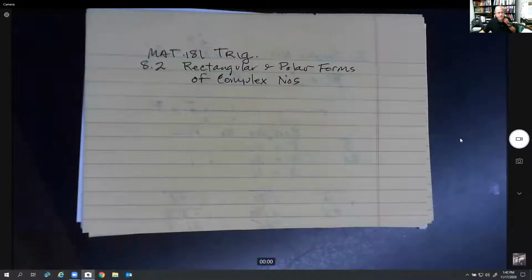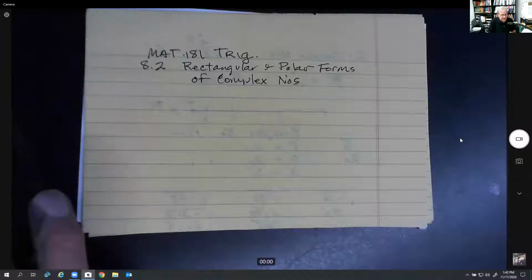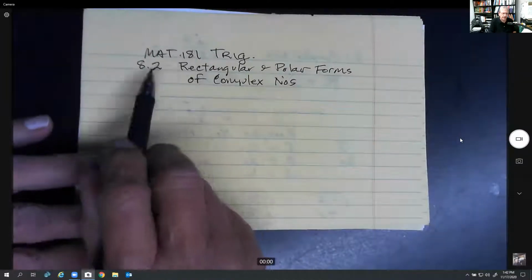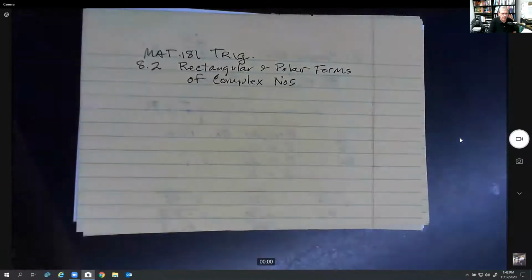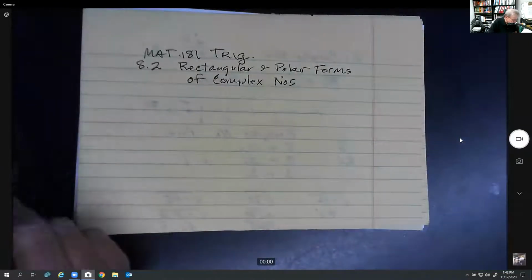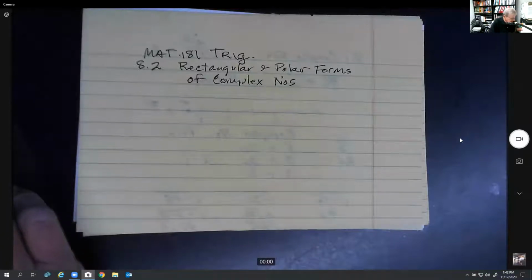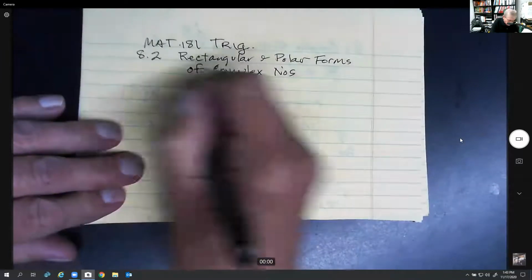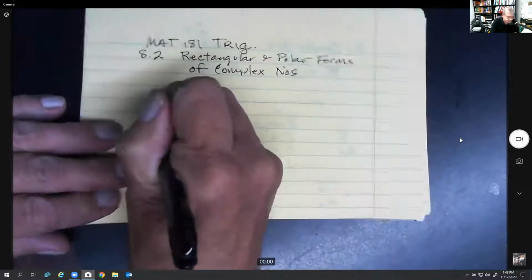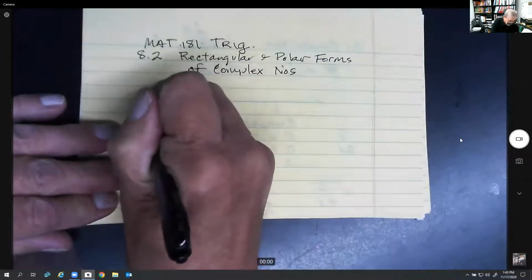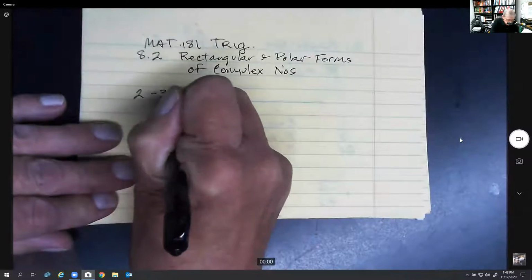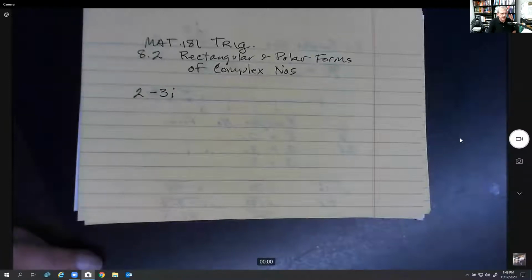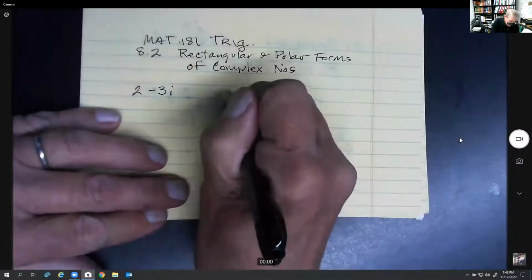So in 8.1, we talked about complex numbers. And in this section, we're going to talk about rectangular and polar forms of complex numbers. A rectangular form is the form you're used to seeing a complex number in, something like maybe 2 minus 3i. This is in your book on around page 359.